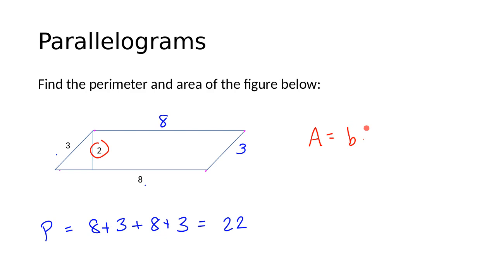we're going to multiply base times height. And the base is the bottom down here, that's this 8. And the height, that's where that 2 comes into play. And so the area of this parallelogram is going to be the base multiplied by the height, or 16. And again, we don't have units here. It could be square inches, square feet, square centimeters. For this one, we'll just call it 16.